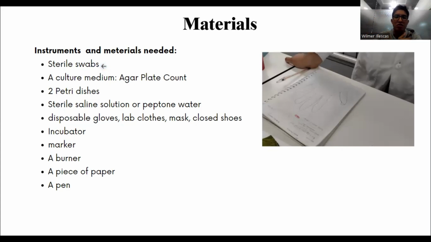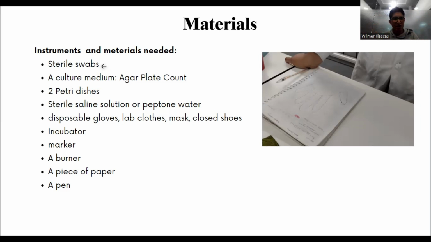Then we have the sterile saline solution of peptone water, which is the medium that we use to wet the swabs. Then we have disposable gloves, lab gloves, masks, shoes. You cannot go to the lab without the allowed equipment. Then we have the incubator, which is important for the cultivation of the microorganisms once they are in the petri dishes. Then a marker to name each test tube. Then we have a burner, which is going to be used to sterilize the place where we're going to work.